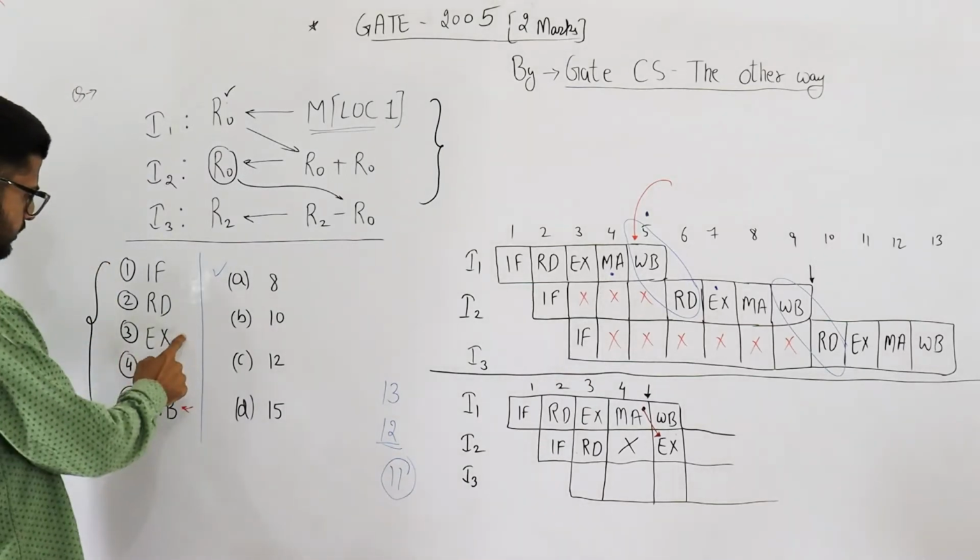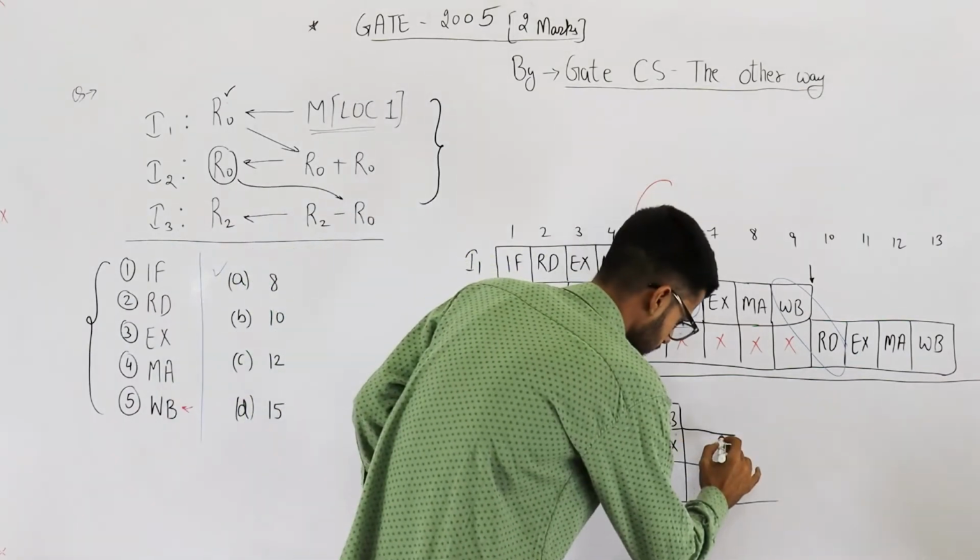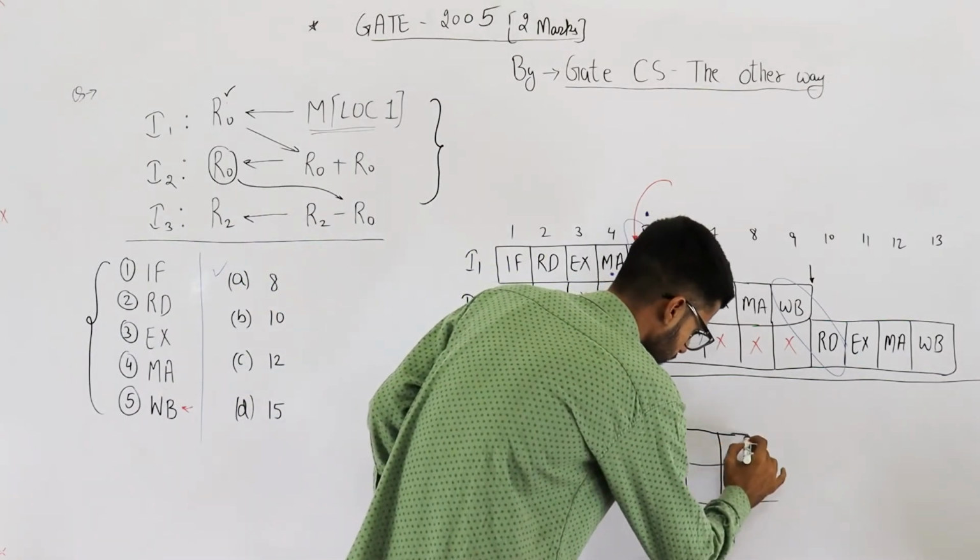We have done till this stage. That means 2 more clock cycles are going to be required by I2. Let's just give it 2 more clock cycles.